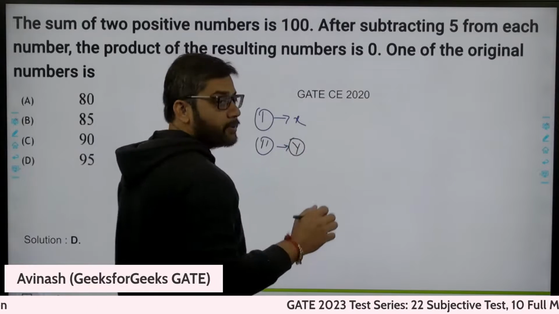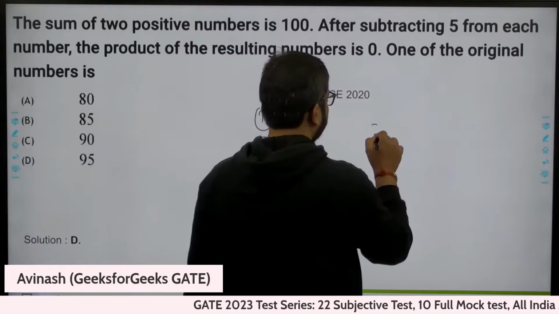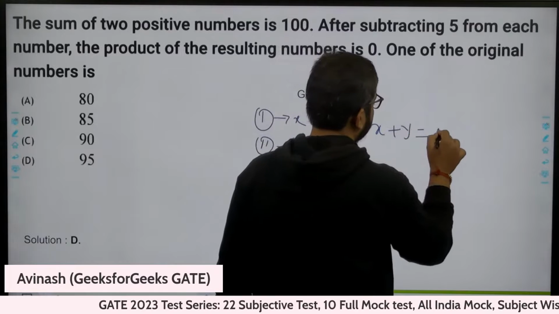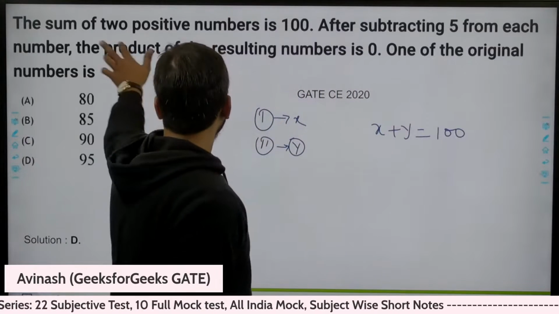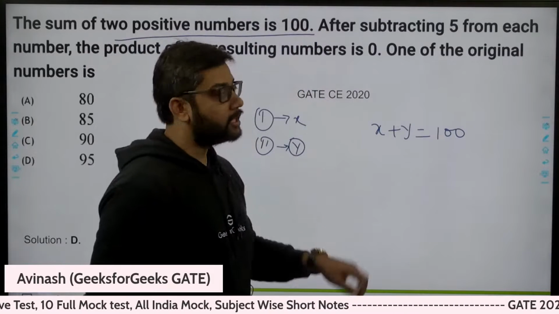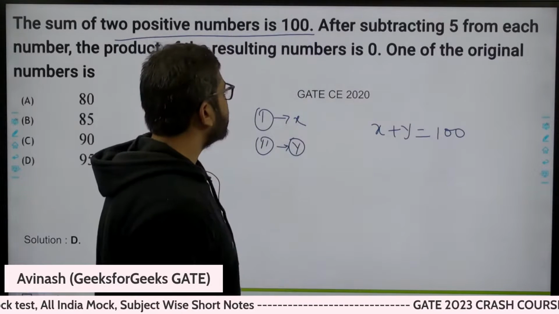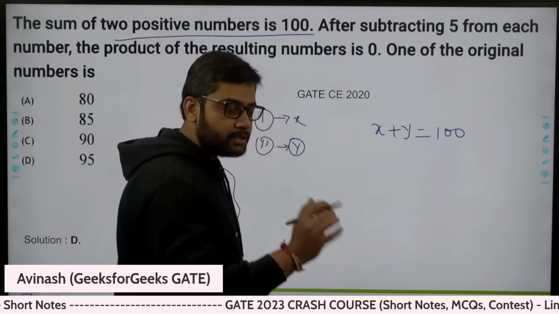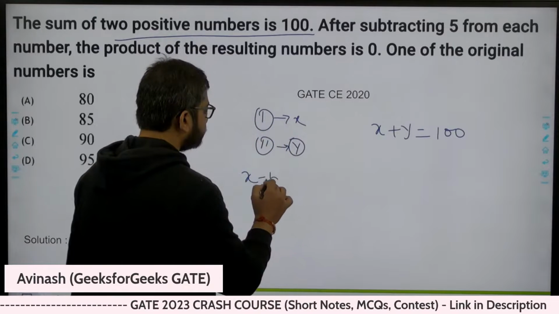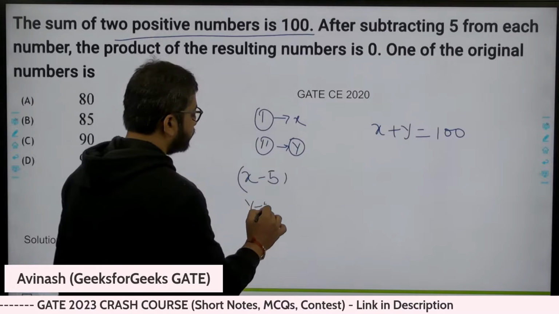Okay, so the sum of two positive numbers, x plus y, is equal to what? 100. One equation is correct. So in this part we have just made one formula. The next one is after subtracting 5 from each number. So what I'm going to do, the new numbers are what? x minus 5 and y minus 5.